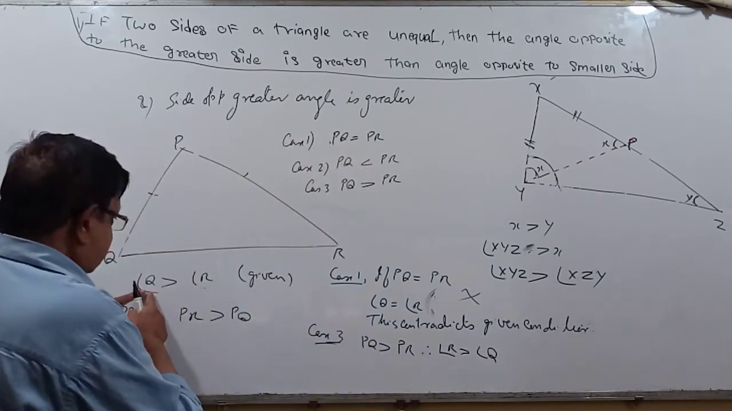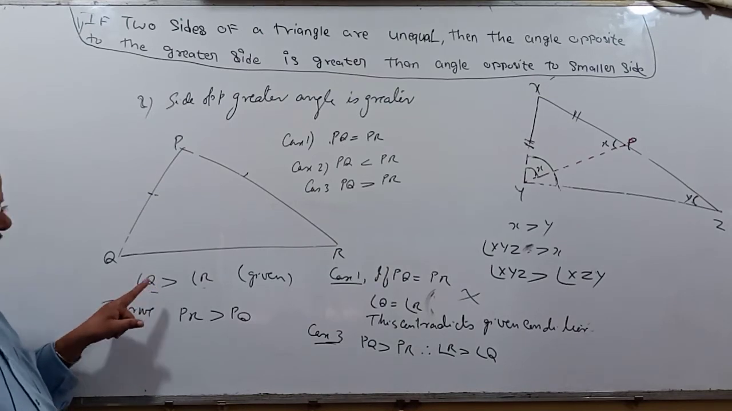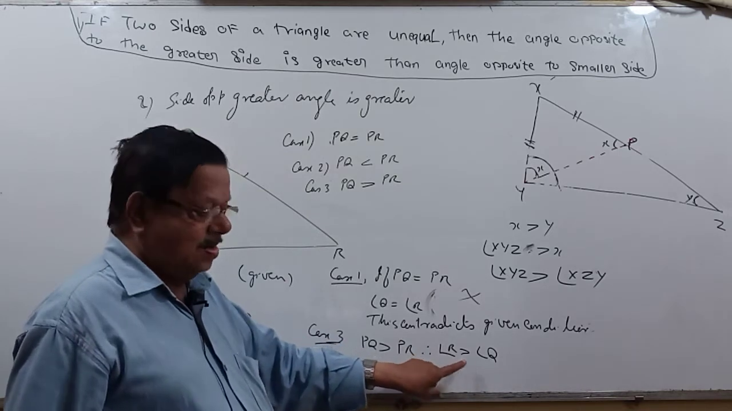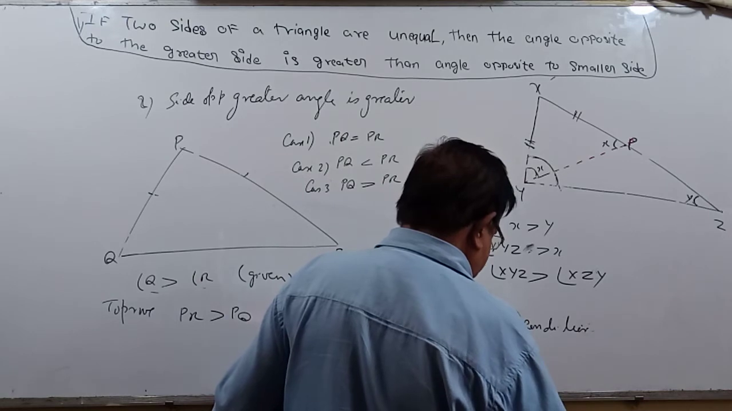Is it what is given? That's not what is given. Given क्या है? Angle Q greater than angle R. हम लोग कंक्लूजन में आ गए. This is a contradiction.